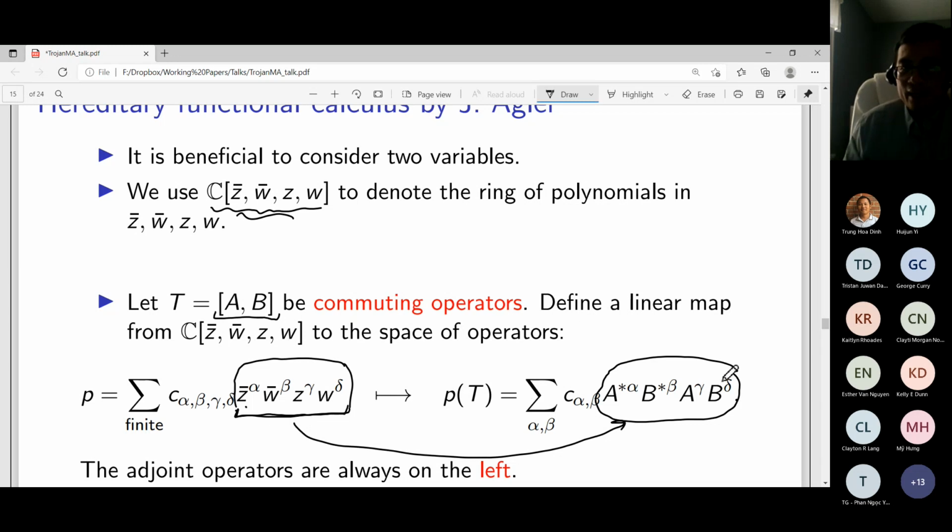Now on this side, because A and B commute, we really don't care whether we write A to the gamma, B to the delta, or B to the delta, A to the gamma. It's the same, and the same thing here. But we need to make sure that the star, the actual conjugate transpose, must always be on the left.